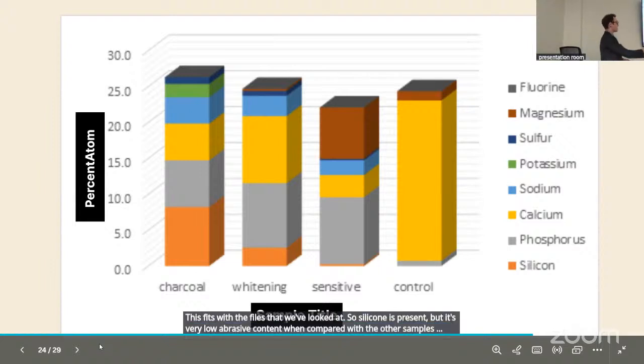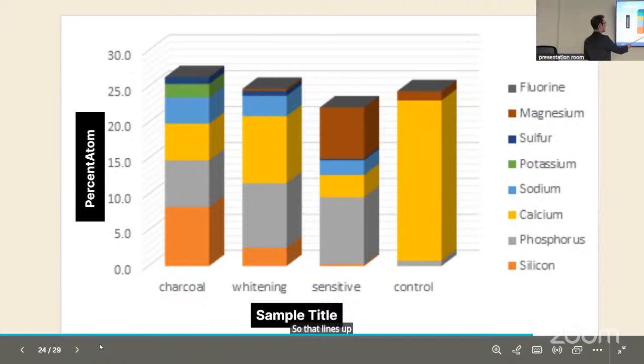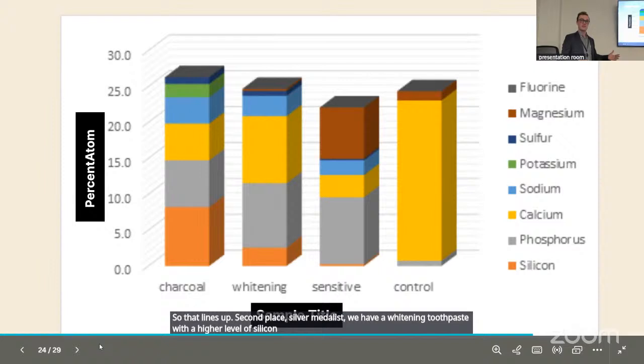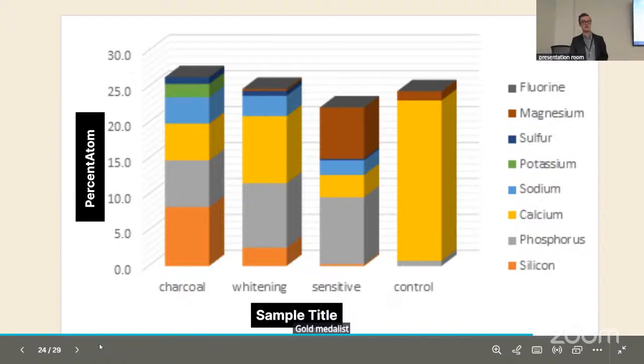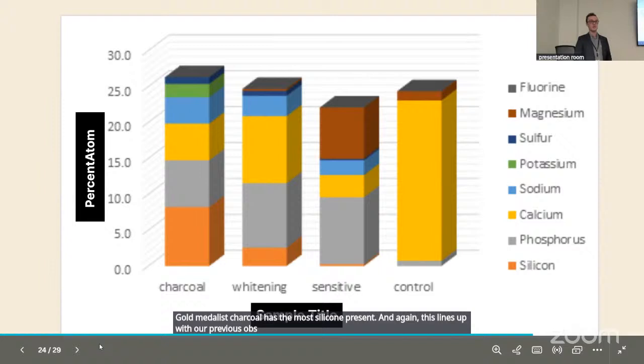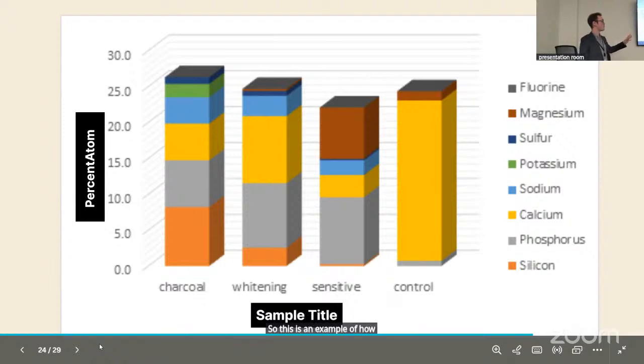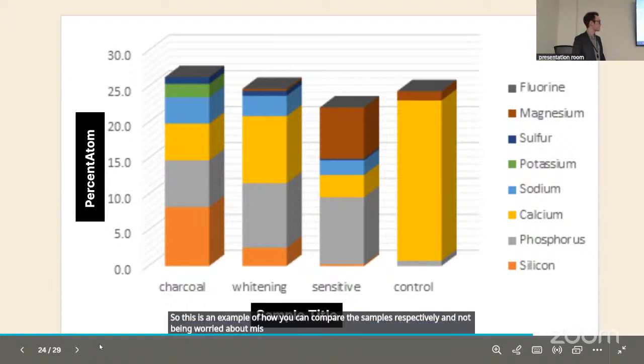So that lines up. Second place, silver medalist, we have whitening toothpaste with a higher level of silicon, so more abrasive, when compared with the other ones, but still the majority taken up by calcium and phosphorus in this particular sample. And finally, gold medalist charcoal has the most silicon present. And again, this lines up with our previous observations having the highest adhesion content. So this is an example of how you can compare the samples respectively and not be worried about misunderstanding the information that you've acquired.